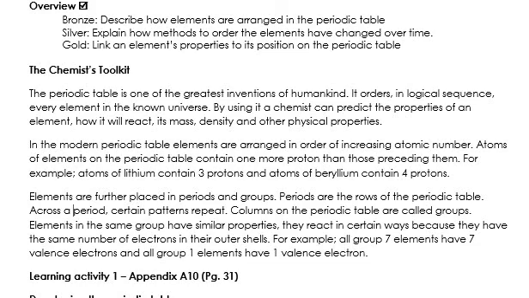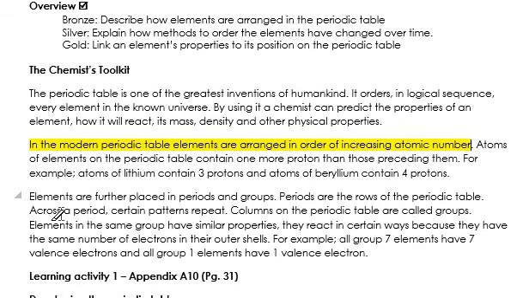Let's pick out some important points from that passage then. It's important to know that on the modern periodic table, elements are arranged in increasing atomic number. So we should definitely highlight that. We've got the example there that atoms of lithium contain 3 protons and atoms of beryllium contain 4 protons. Remember, atomic number tells us the number of protons in the nucleus of any element.